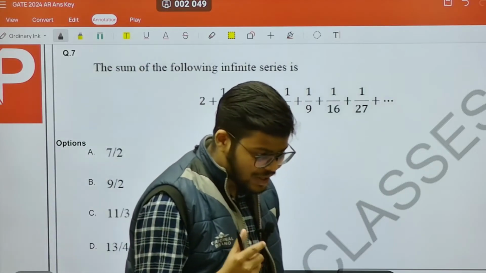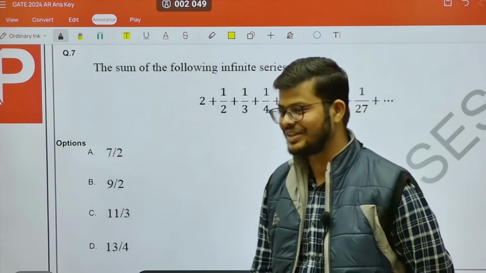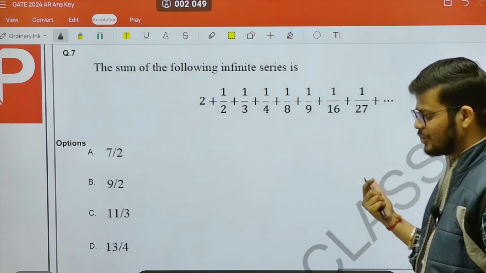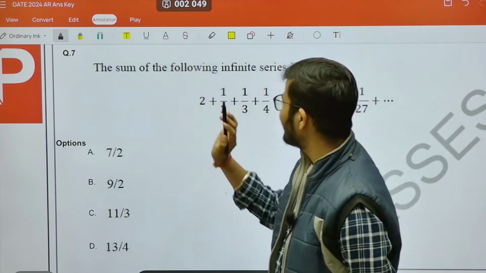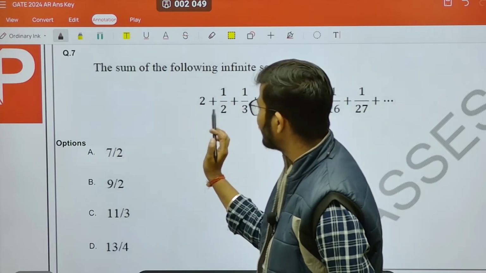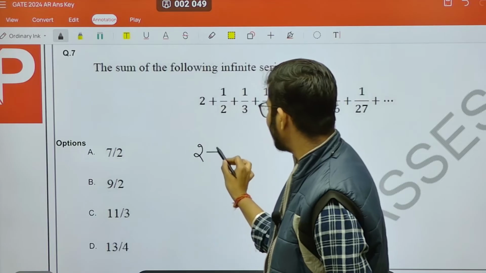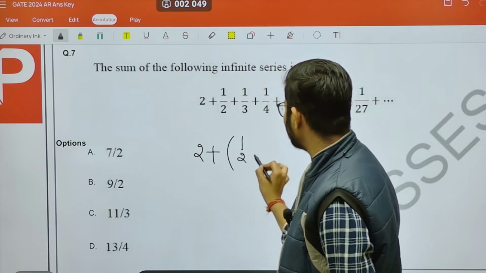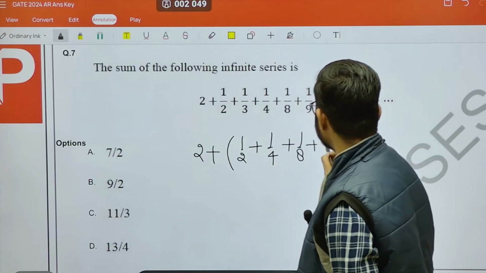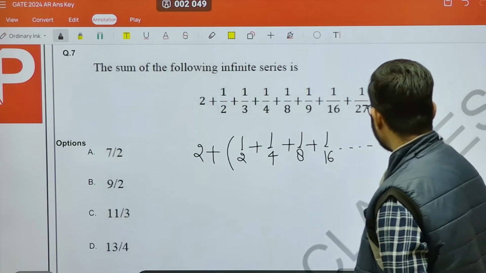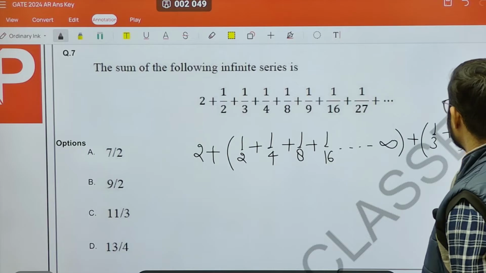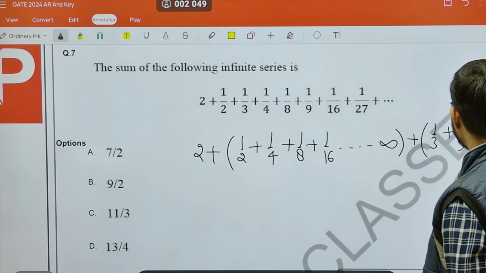For that you need to have an idea about sequence and series questions. If you have an idea, you can find it very easily. If you don't have an idea about how to solve these kinds of questions, you may take time. So what we can do here is divide the question into 3 parts. First of all, just write 2 plus, then the first one will be 1 upon 2, 1 upon 4, 1 upon 8 plus 1 upon 16 dot dot dot till infinity. Then after that plus 1 upon 3 plus 1 upon 9 plus 1 upon 27 plus dot dot till infinity.